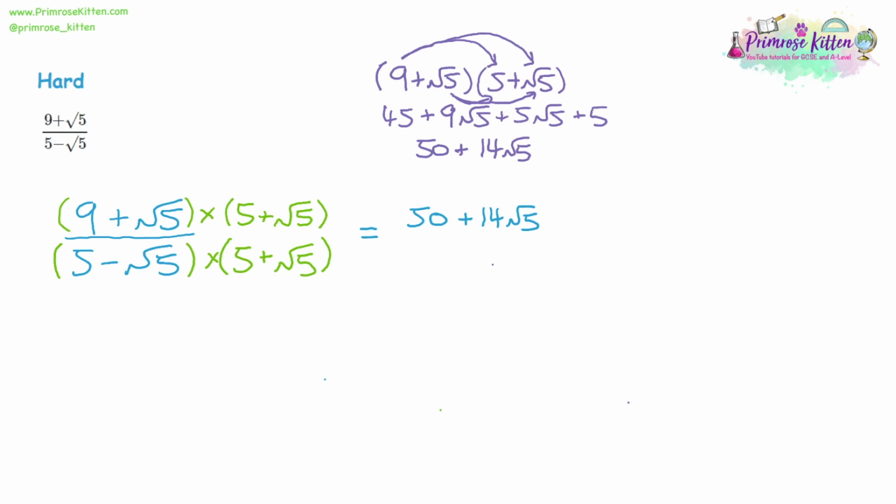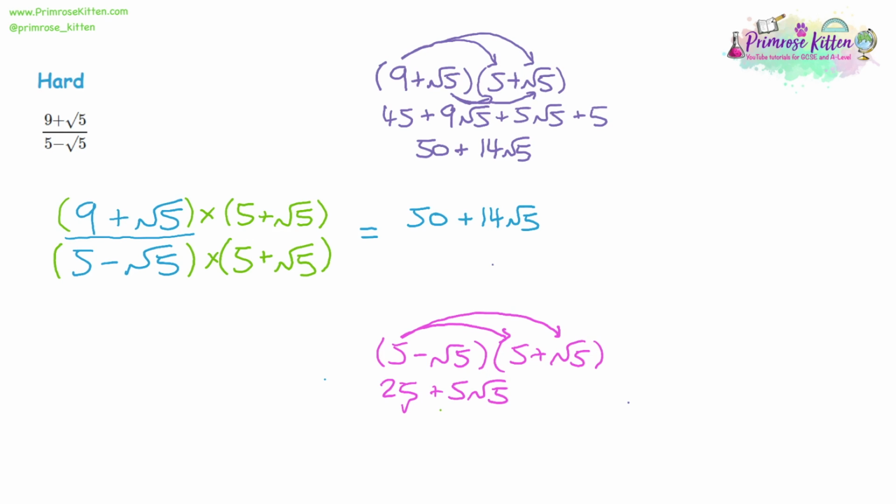Now let's have a look at the denominator. So we're going to have 5 take away root 5 times 5 plus root 5. So multiplying it all together, we're going to have 5 times 5 is 25. And 5 times root 5 is 5 lots of root 5. Moving on to the second bracket. So we have negative 5 times 5 is negative 5 root 5. And that's really important. The negative symbol belongs with the term after it. It's part of the root 5. And then we have a negative 5 times root 5, which will get us negative 5.